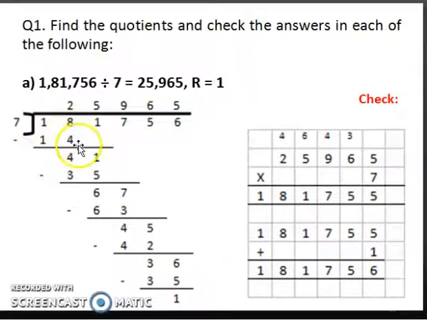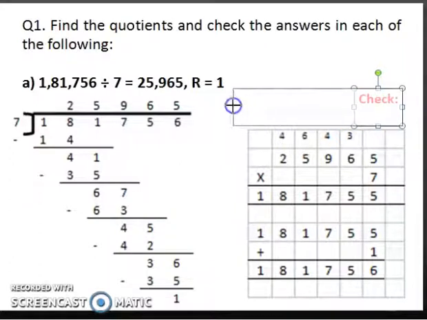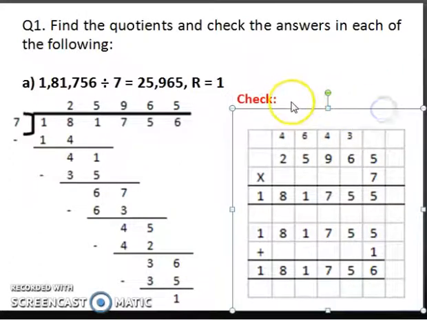7 2s are 14. The subtraction part. 4 is my remainder. Copy down 1. 7 5s are 35. 6 remainder. Copy down 7. 7 9s are 63, 4 remainder, copy down 5, 7 6s are 42, 3 remainder, copy down 6, 7 5s are 35, 1 remainder. Right, children? The most important thing here is that you have to write the digit below the digit.